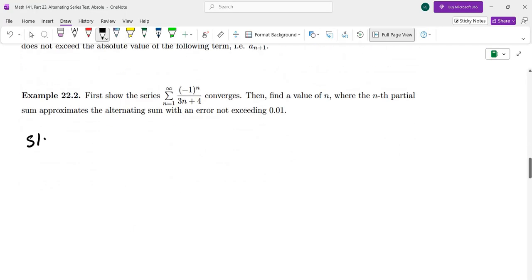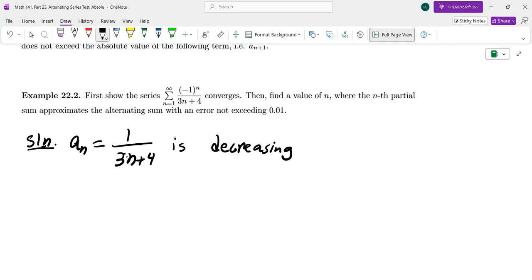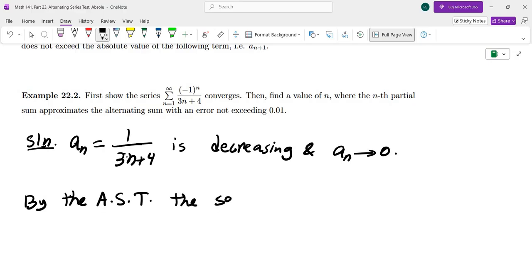So let's look at one example on this one. First, show that this series converges. Well, how do we show the series converges? First of all, note that this is an alternating series. So a_n is 1 over 3n plus 4. We'll have to show that this is decreasing. Well, 3n plus 4 is increasing. Therefore, this is decreasing. And also, a_n converges to 0. So that means by the alternating series test, the series in fact converges.